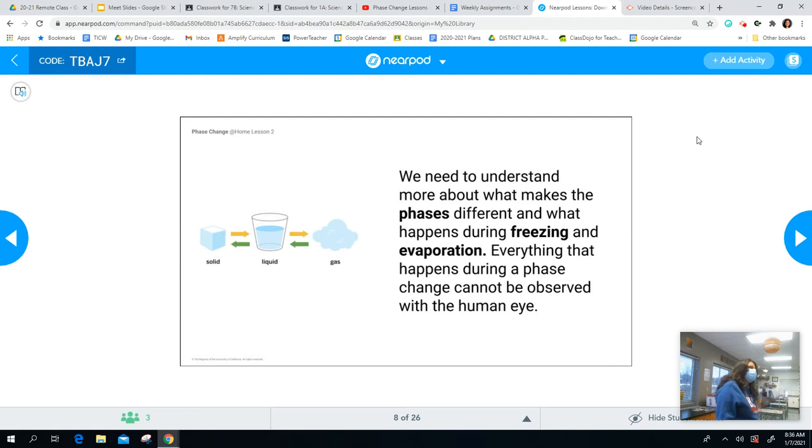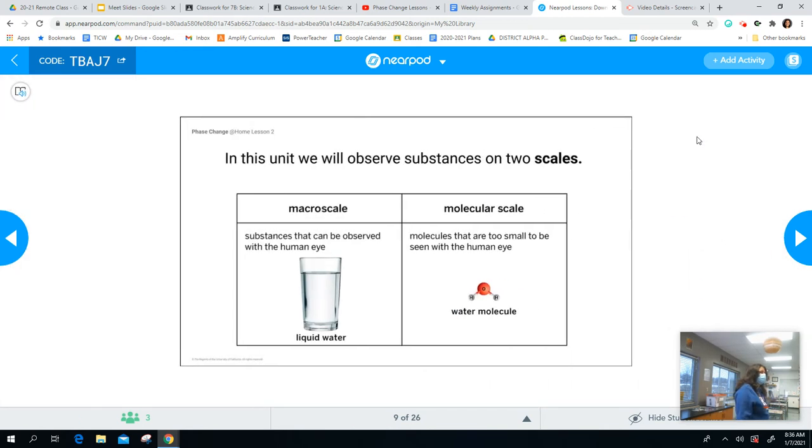Everything that happens during a phase change cannot be observed with the human eye. So when you watch those videos, you can see the melting, the evaporation, the condensation, and that's great, but there's more going on than we can see with just our eyes alone. We're going to observe substances on 2 scales, and I know you talked about scales last year. I think it was during your metabolism unit. I think it was your first unit.